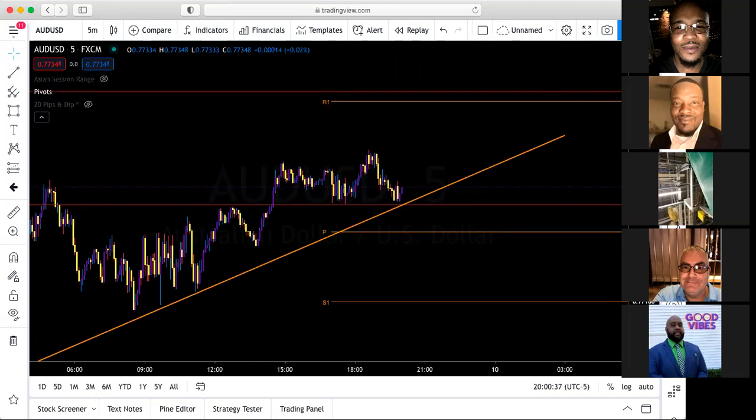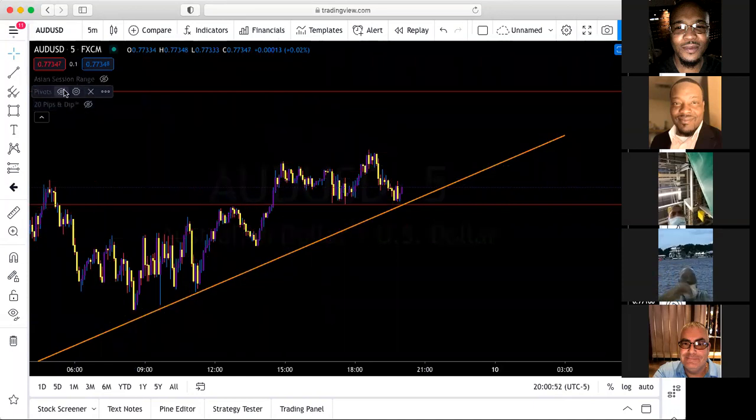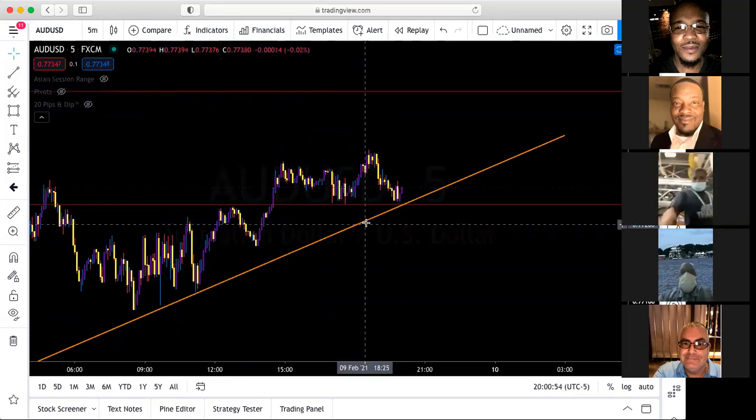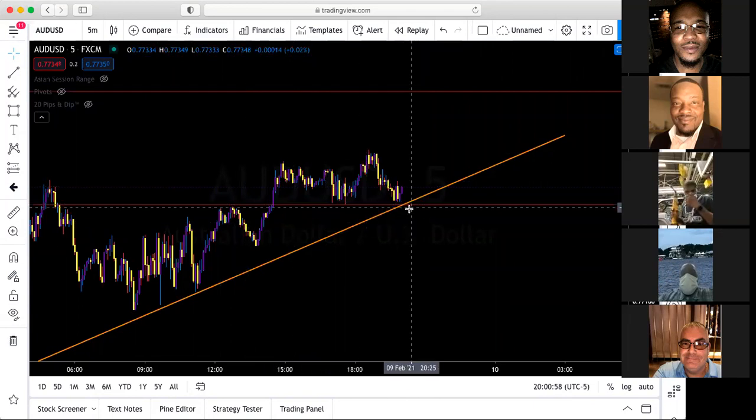So here it is, you all. Top-down analysis, markup, confluence, trend line, pivot, key level. And here's the thing. Even if you didn't have these pivots on, even if you didn't know anything about pivots, you still draw your own minor support and resistance. Y'all see that? And you still can rock this trade out.